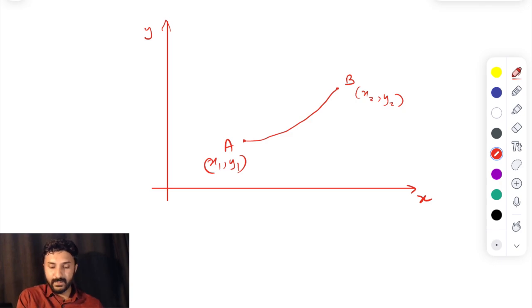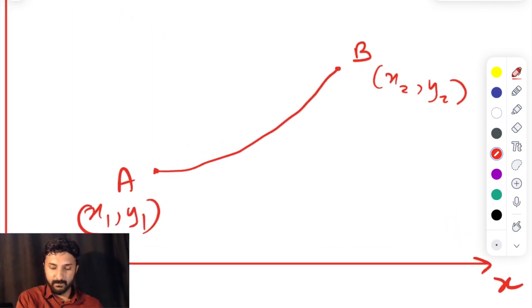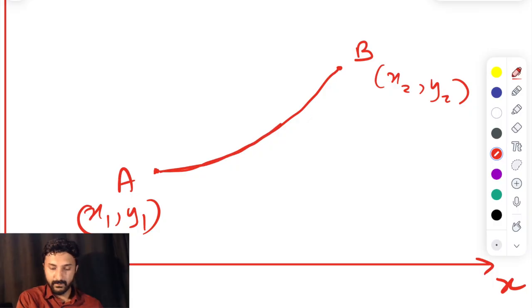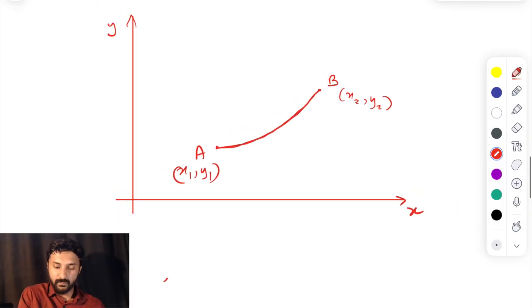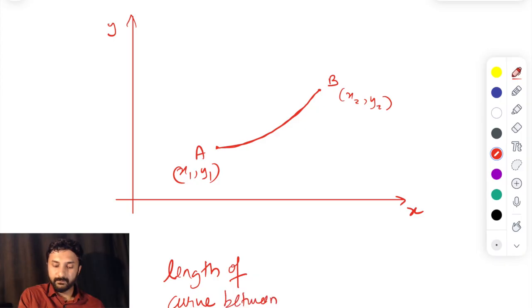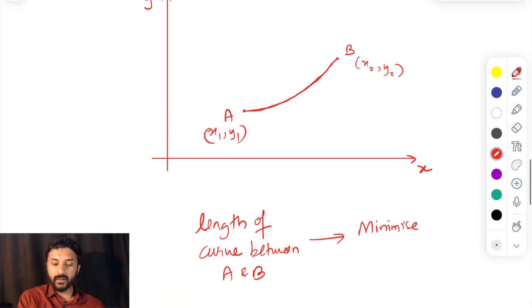So coming back to our setup, the first thing that we're going to do is, let us say that this path that connects A to B has a certain length, L, that we would like to know, right? It is the length of the curve between A and B that we would like to minimize. So our task is to minimize the length of the curve that connects A and B. And how do we minimize it, right?